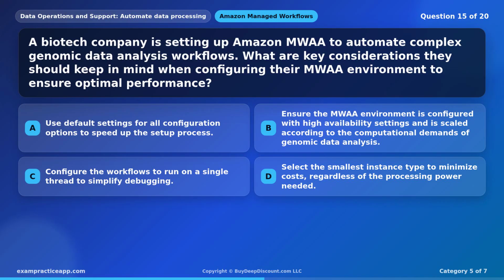The correct answer is option B, ensure the MWAA environment is configured with high availability settings and is scaled according to the computational demands of genomic data analysis. Explanation: when setting up Amazon MWAA for genomic data analysis, it is critical to ensure that the environment is configured for high availability and scaled appropriately to meet the intensive computational demands of genomic data processing. This includes selecting the right instance types and scaling options to handle the data volume and complexity effectively.